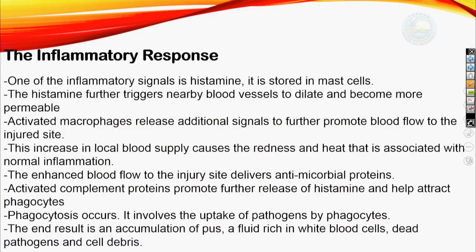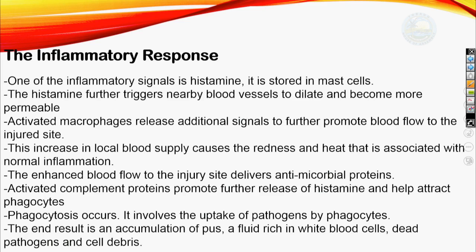So let's go back to here where we see the inflammatory response. As we said, one of the signals is histamine. It is stored in the mast cells. It triggers the nearby blood vessel to dilate and become more permeable. The activated macrophage release additional signals to further promote blood flow to the injured site. This increase in local blood supply causes the redness and heat that is associated with normal inflammation.